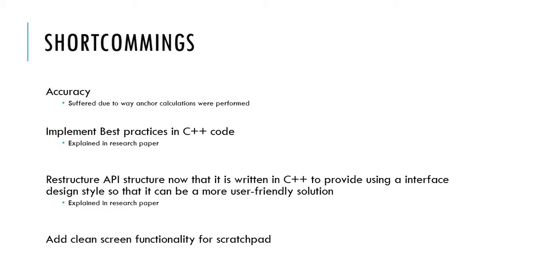And the last shortcoming includes adding a clean screen functionality for the Scratchpad, which I did not have time to complete. Once again, the Scratchpad is basically an example of how to implement the API for a touch-sensitive application. The only issue is that whenever you use the application, as you will see in the user guide, once a gesture is inputted into the Scratchpad or the application window, you must close the application after it has recognized a gesture and open it back up again to input another gesture.